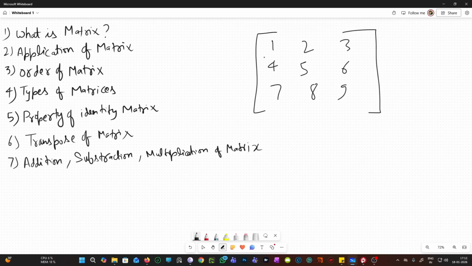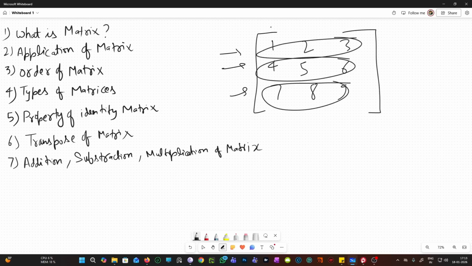And also you can see here we have a total of 1, 2, and 3 rows. So these are the rows, first row, second row, and third row, and these are the columns. Okay, first column, second column, and third column. So you can see here, this is how a matrix looks. We have brackets here, and then we have all the elements arranged in the form of rows and columns.